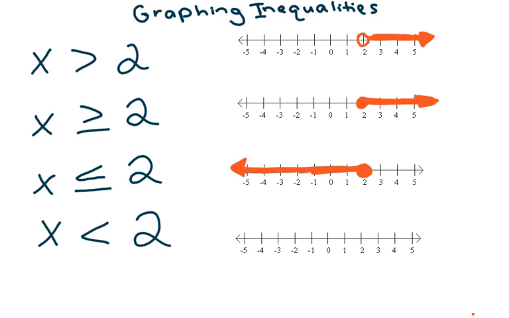And then finally, x is less than 2. Do not shade the dot. It can't be 2. 2 is not less than 2. And shade to the left because x can be any number less than 2, like 1 or 0 or negative 12, for instance. And there you have it. Inequalities graphed.